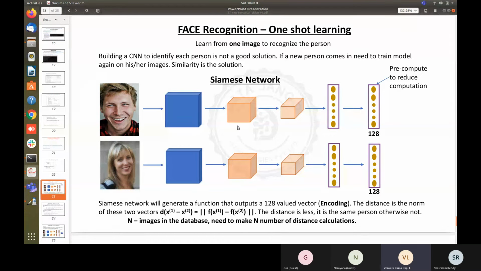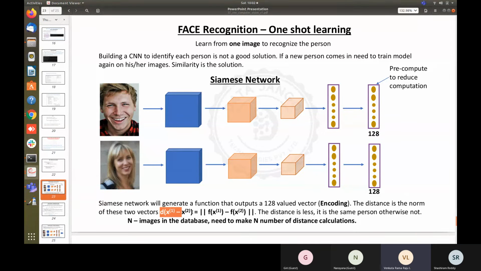Can I say this network is a function? You pass a picture to this network, you are getting 128 numbers. You pass some value to a function, it outputs something else, right? Each neural network can be called a function. Do you agree? Yes, sir. It has mathematics inside it. You are passing numbers and it's outputting something.